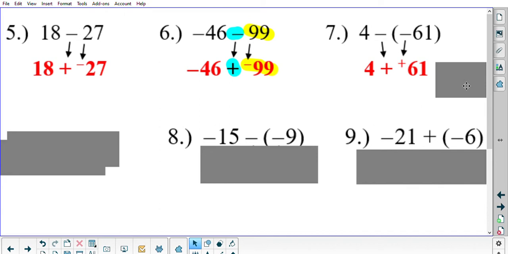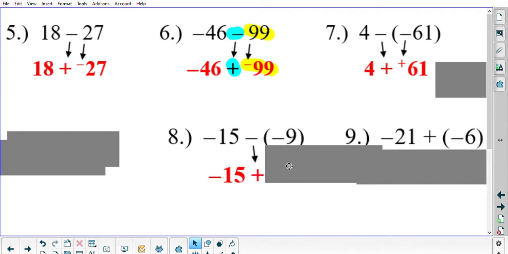Yes, I know, plain old 61 is the same as putting a positive symbol next to the 61, I know. But I'm going to go ahead and recommend you put the positive symbol. Okay, number 8. Negative 15 stays the same. We always keep the first number the same. The subtraction becomes addition.